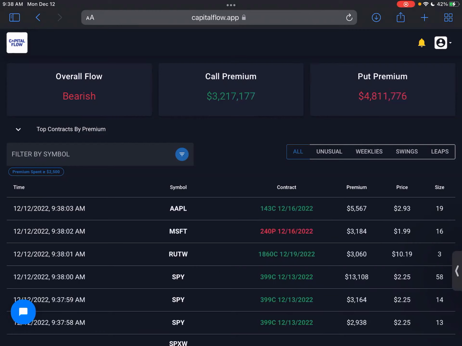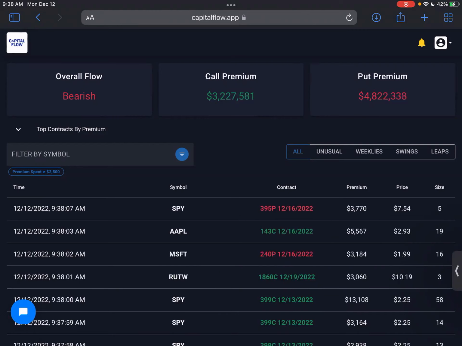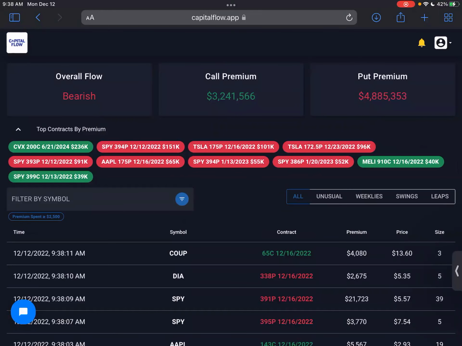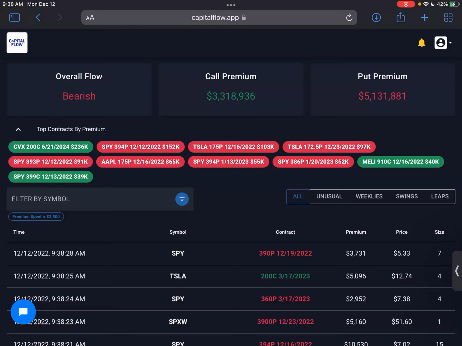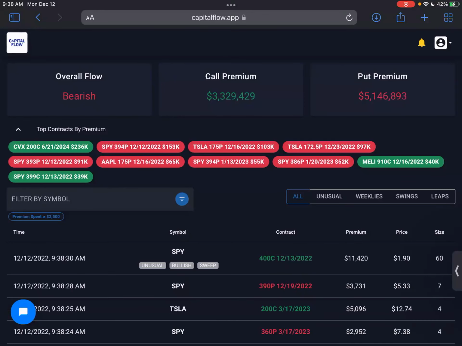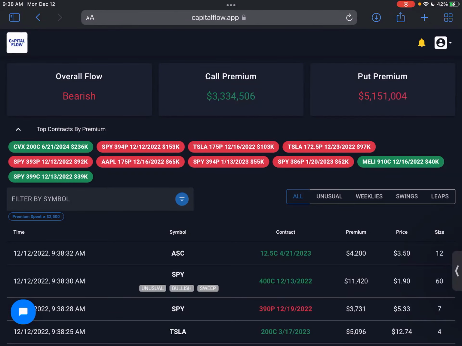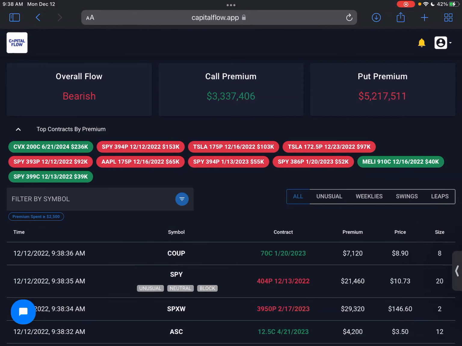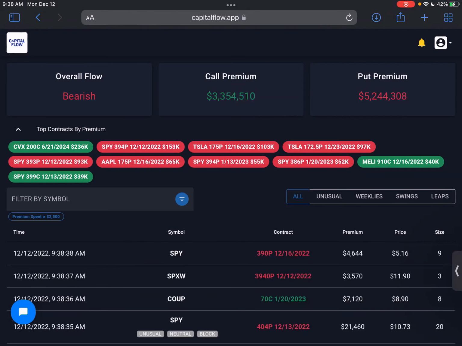So if you look to the left, right below where it says overall flow bearish, there's a button right here, top contracts by premium. So you can click that button and it's going to give you a drop down menu. So these are the contracts that have had the most amount of money spent on them for that current day. And it'll update as things move on and more money goes into more contracts. But this is really useful because you can look at the overall flow and see which direction people are spending more money on. But then when you look at the top contracts, you can see which contracts specifically a lot of that money is going into.